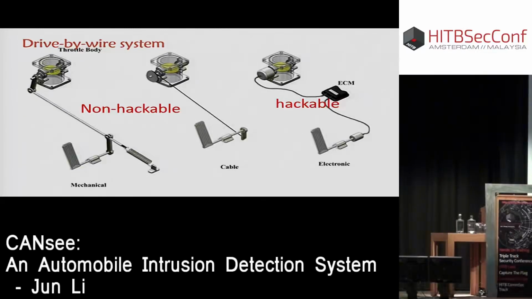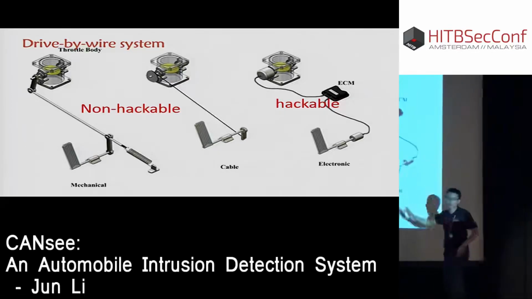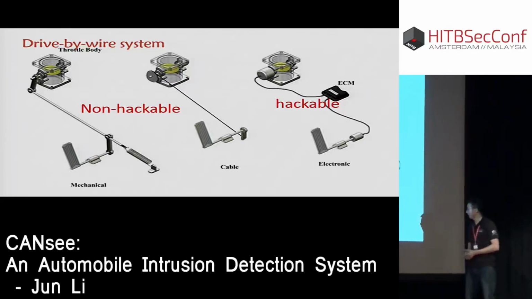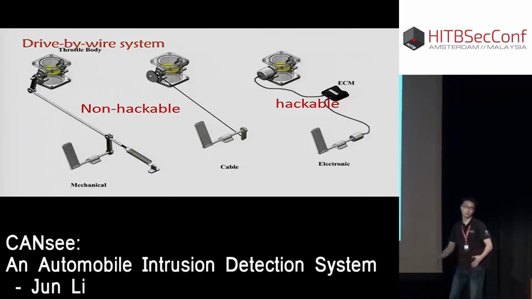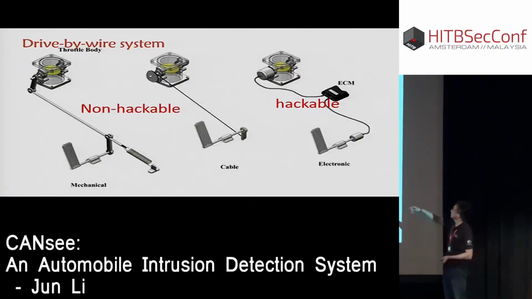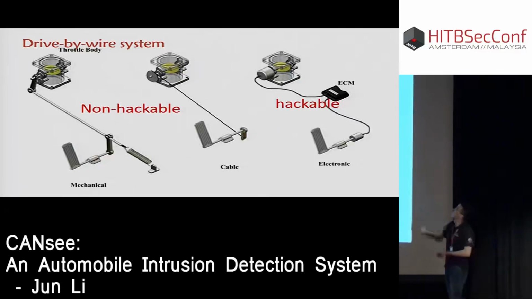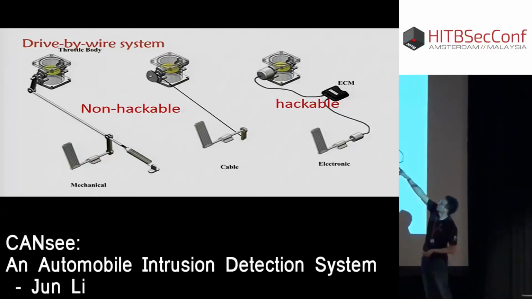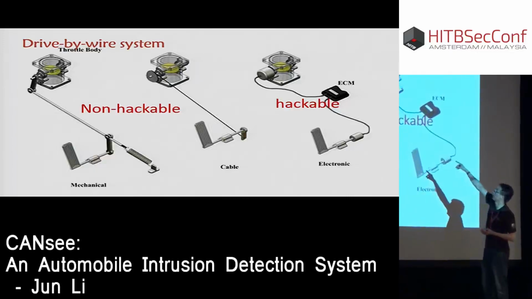This one features a cable, but it's still a mechanical connection in the middle one. On the right, we have what is called the drive-by-wire system. The ECU throttle control module takes in as its input the acceleration pedal. The acceleration pedal is just a sensor. It could be a potentiometer. This signal is processed by the ECU, and then the ECU output signal controls the servo motor to control the throttle.